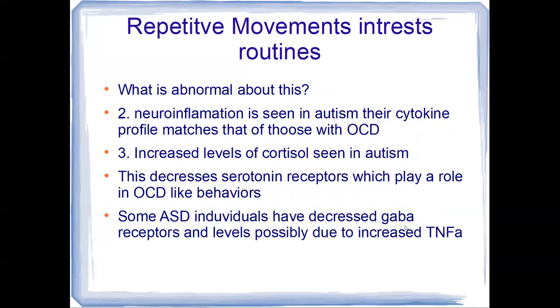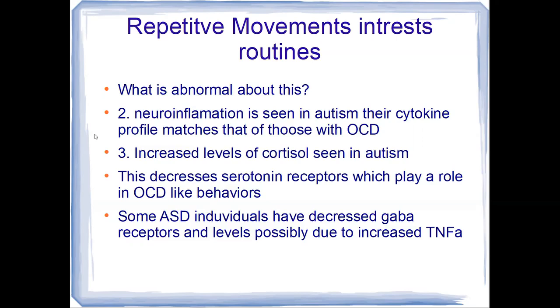Another aspect of this is there's a lot of neural inflammation in autism, and they have a lot of cytokines, which are just chemicals that modulate the immune system and brain chemistry that are associated with OCD. And so that can contribute to some of the obsessiveness you see, just because this neural inflammation alters neurochemical transmission a little bit.